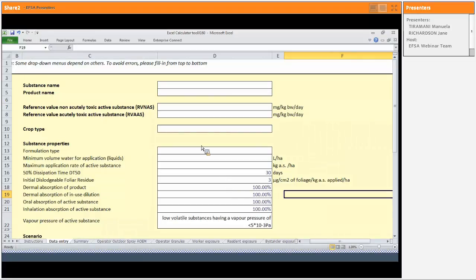I don't know, Jane, if it's the moment now to mention this. Yep, I think this is a good point. Acronyms, because normally we are not familiar with this RVNAS.